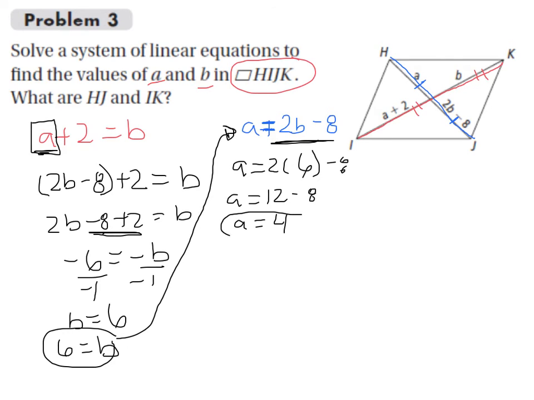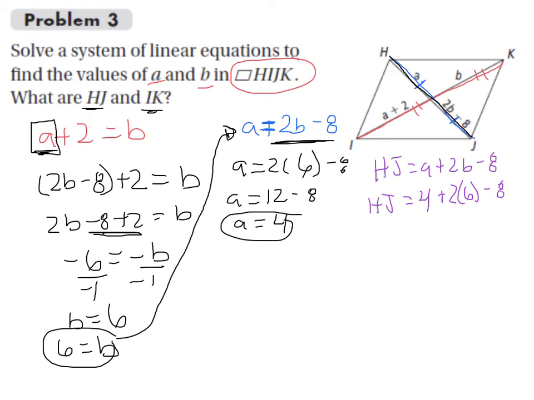So these two things are going to help me figure out what hj is and ik. If I look back at my picture, hj is my whole length. So hj is going to be equal to a plus 2b minus 8. So I know that a is equal to 4, b is equal to 6, and I have my minus 8. So hj will be equal to 4 plus 12 minus 8, which is going to be equal to 8.